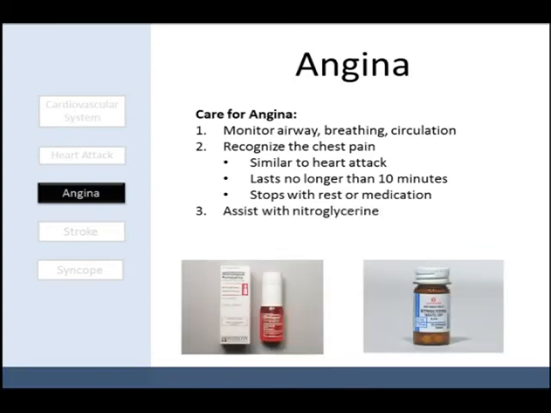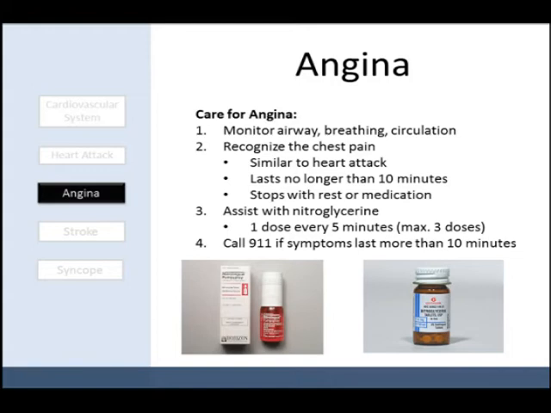If the person is prescribed, assist them with nitroglycerin. Ensure that they take only one dose every 5 minutes for a maximum of 3 doses. Nitroglycerin comes in a spray bottle or pill. Seek medical attention if symptoms last for more than 10 minutes, as this may be indicative of a heart attack.